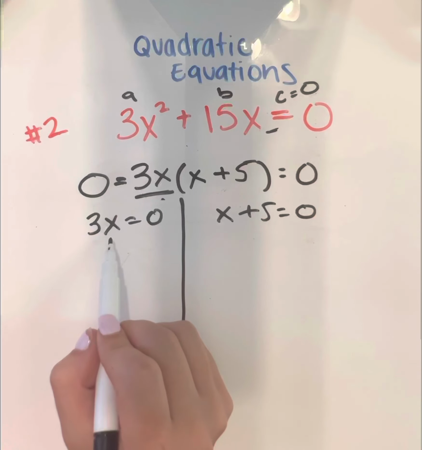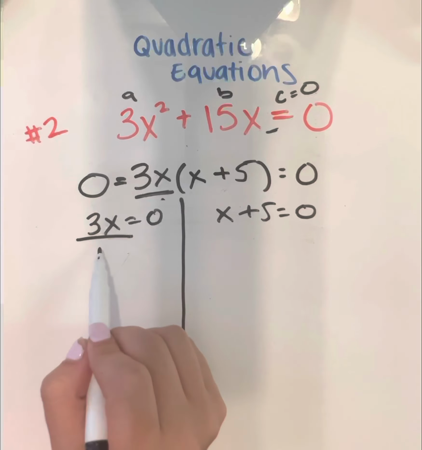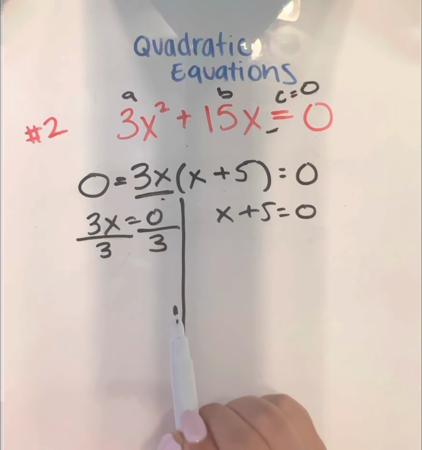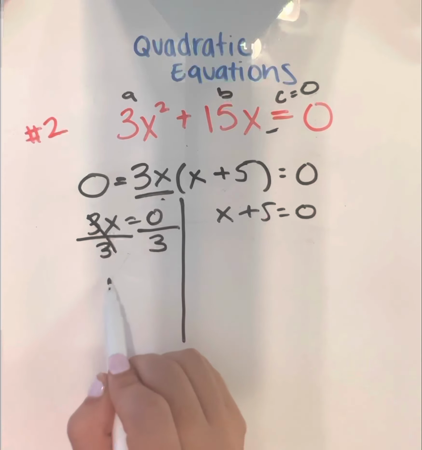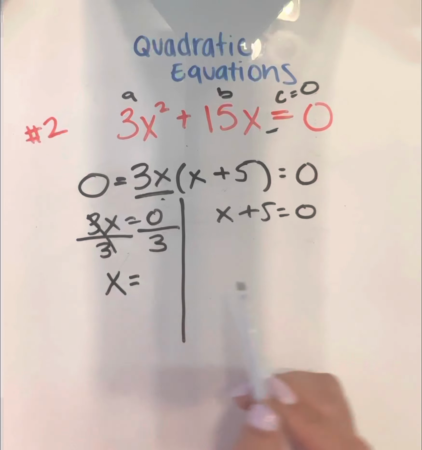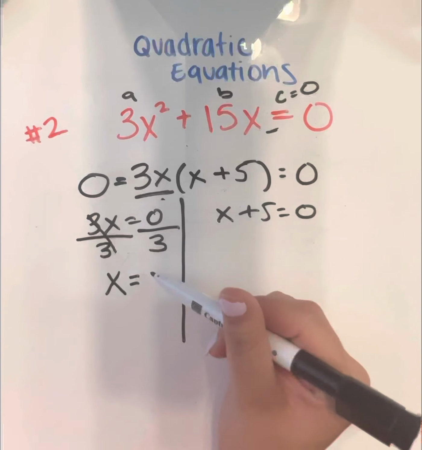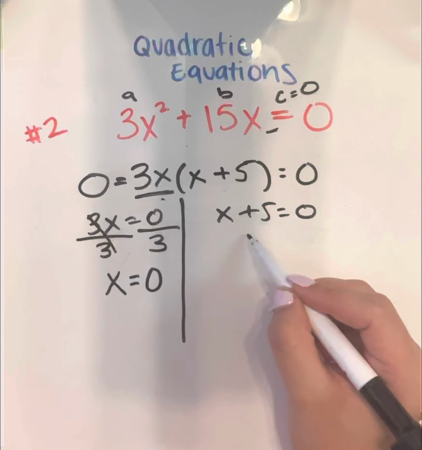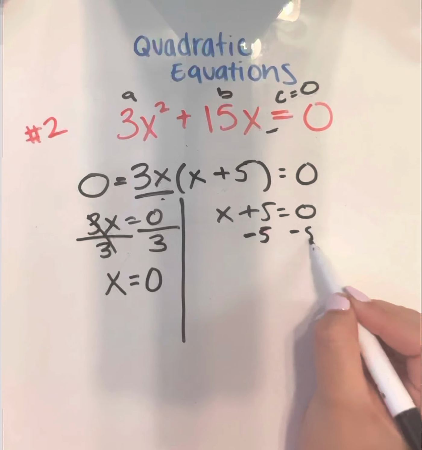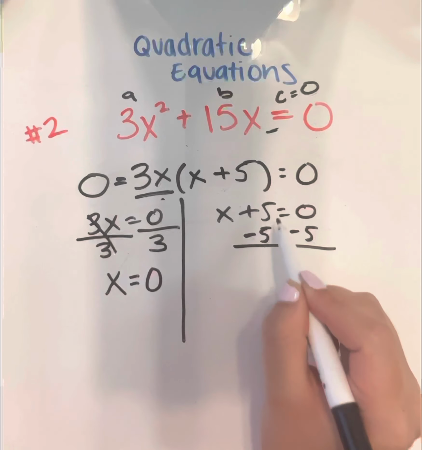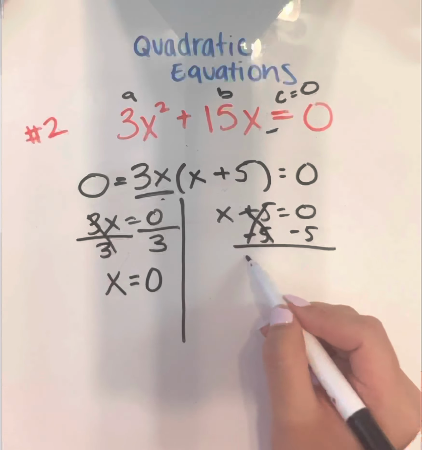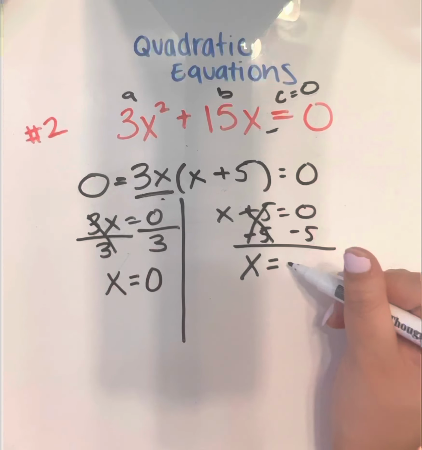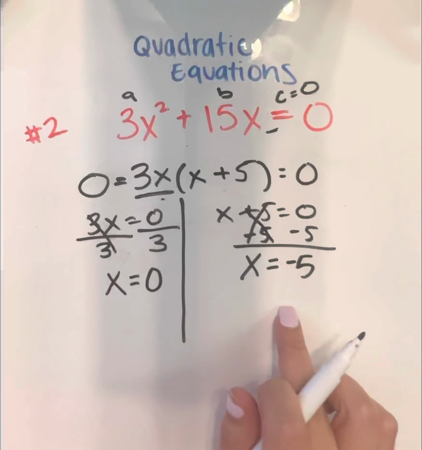So in order to do so, I have to do the opposite of multiplication, which is division. What I do to one side, I've got to do to the other side. 3 divided by 3 gives us 1, so we're left with x is equal to 0 divided by 3 is 0. And we're going to go ahead and do the other side. We are going to subtract 5 from both sides in order to isolate our x. 5 minus 5 gives me 0, so I'm just left with x is equal to 0 minus 5 is negative 5. So we have our two values of x now.